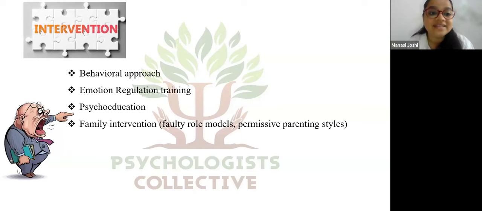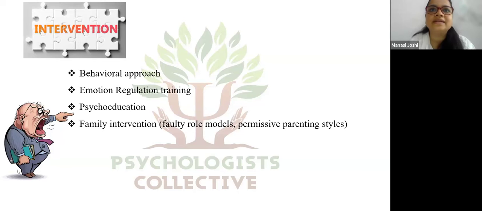Parenting style, we have seen that it's a permissive parenting style. The history states that parents are faulty. There can be faulty role models around. So this is a picture of probably the grandfather who's abusive. We've seen in the history that the grandfather was very abusive towards the daughter-in-law. And that is also a learned behavior. So permissive parenting style also needs to be looked at and dealt with in intervention.